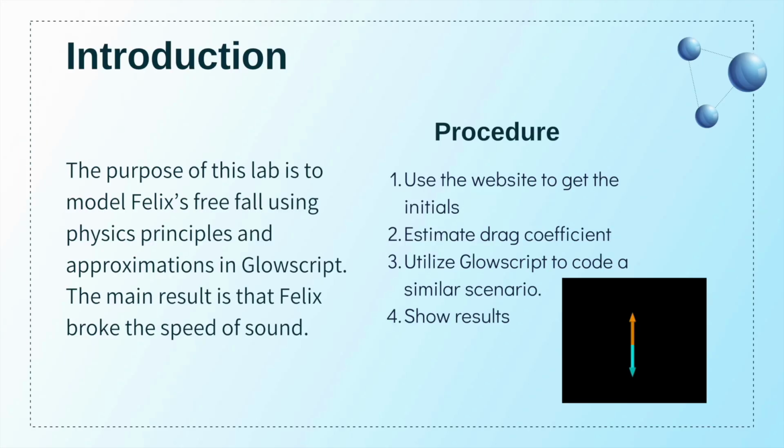The purpose of this lab is to model Felix's freefall using physics principles and approximations in GlowScript. The main result is that Felix broke the speed of sound and was supersonic. For the procedure, I used the website given to get the initials, and then I used the initials to estimate a drag coefficient. Lastly, I used the drag coefficient and the initials to create a GlowScript model to model a similar scenario with drag.